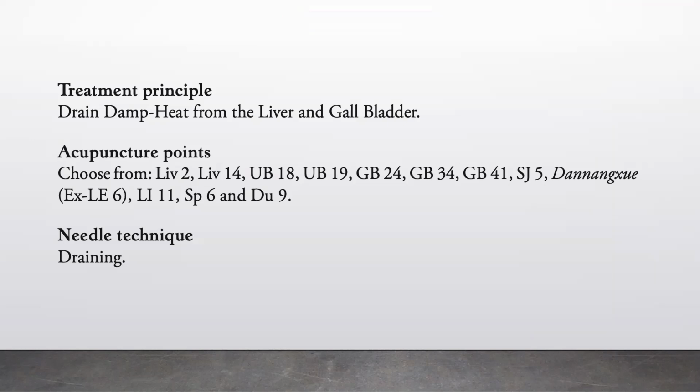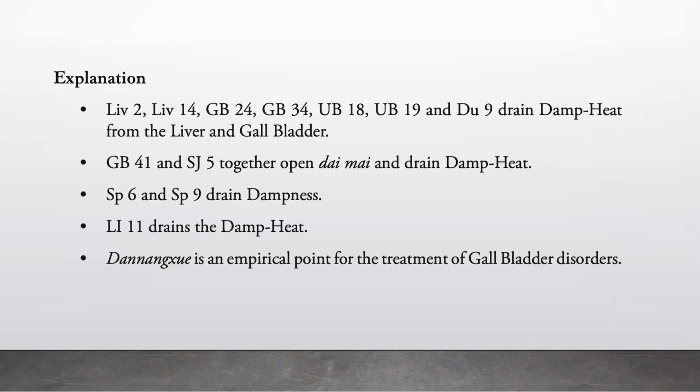Treatment principle: drain damp heat from the liver and gallbladder. We choose from Liver 2, 14, Bladder 18, 19, Gallbladder 24, 34, 41, Sanjiao 5, Danangxue, LI 11, Spleen 6, and Du 9. Reducing technique is used, which is draining.